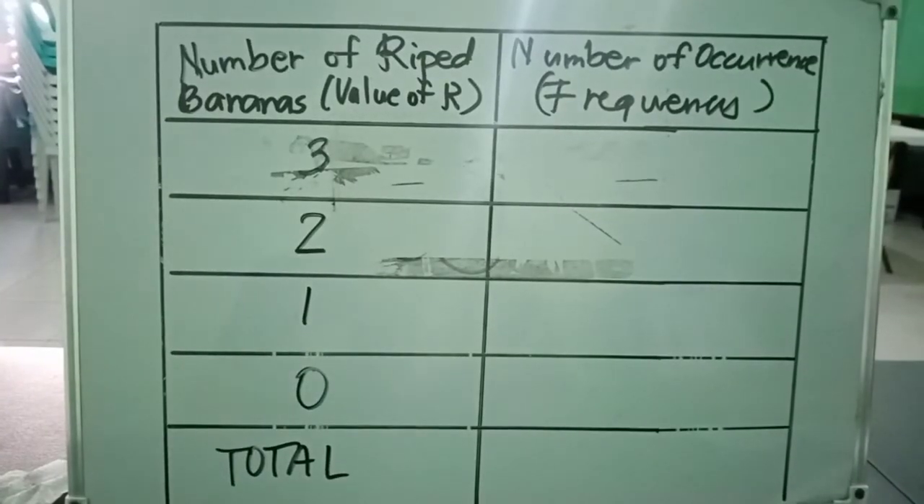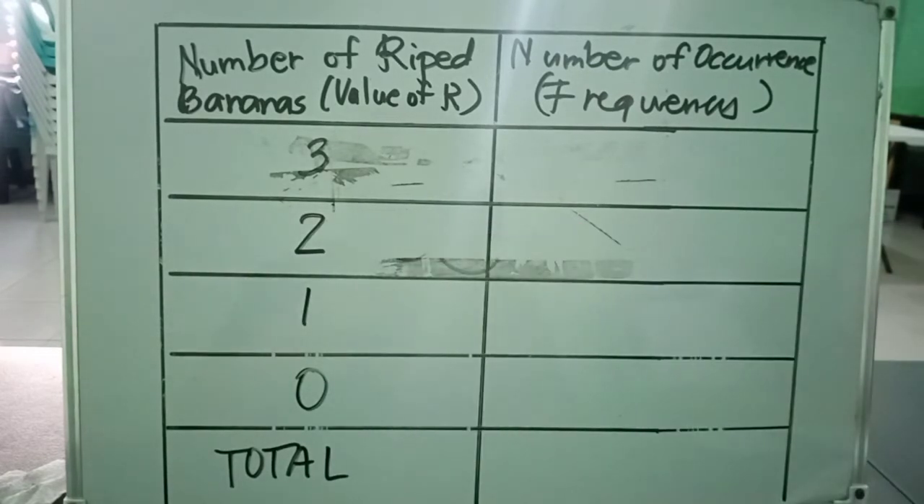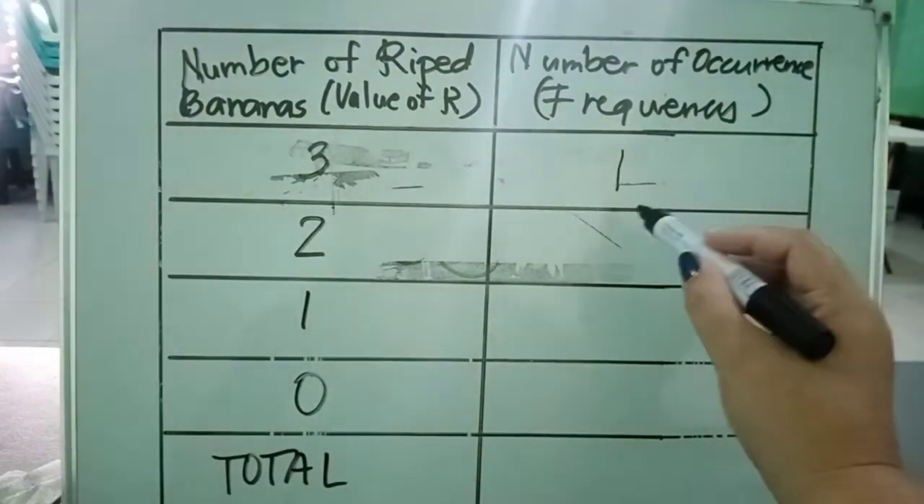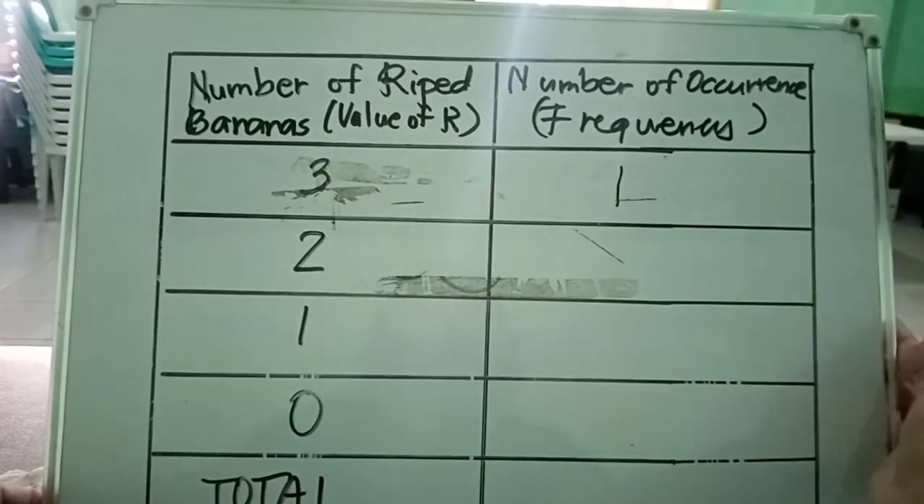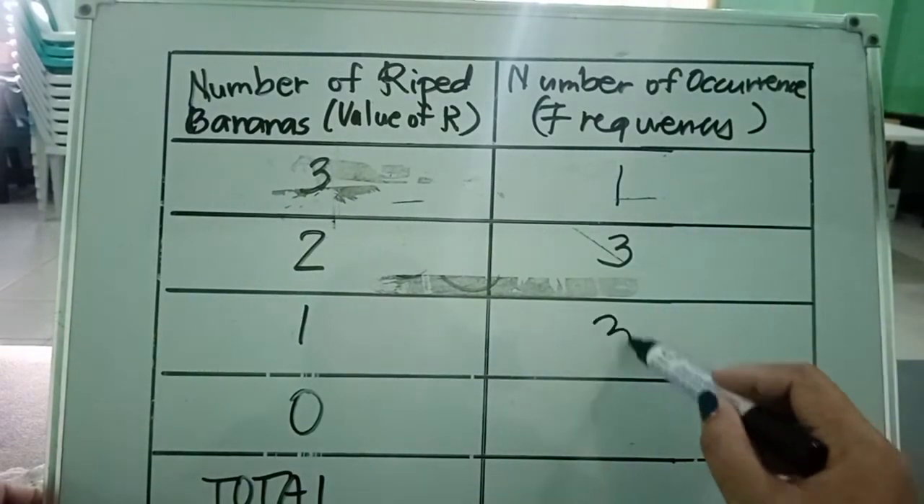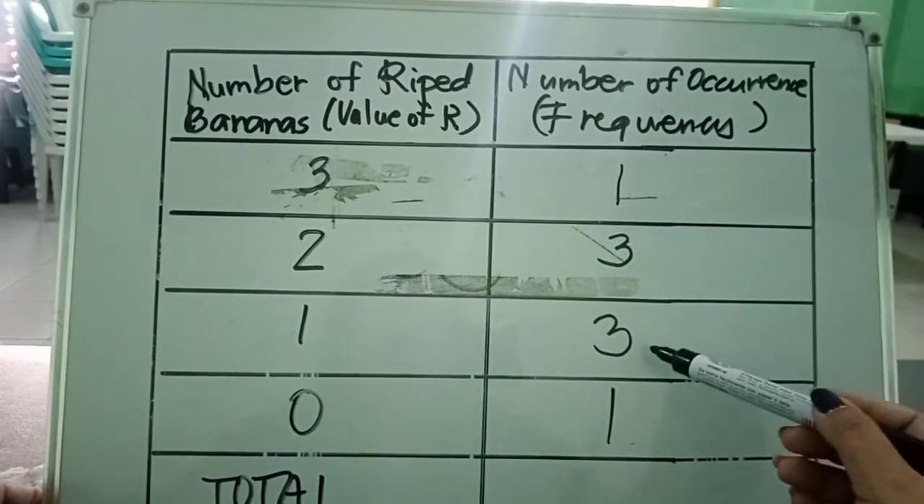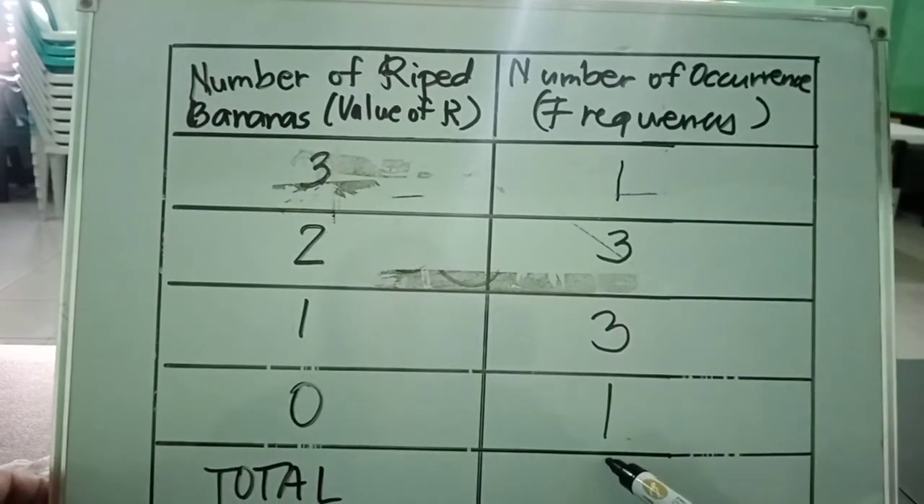Then let's proceed to step 3. We need to construct the frequency distribution of the values of our random variable R. As you would notice, the values of our random variable R are 0, 1, 2, and 3. So let us have the frequency. 3 occurs 1 time, only once there. Then we have 2. How many times does 2 ripe occur? We have 3. And then 1 occurs 3 times, and 0 occurs 1 time. Then let's get the total. 1 plus 3 is 4, plus 3 is 7, plus 1. The total is equal to 8.